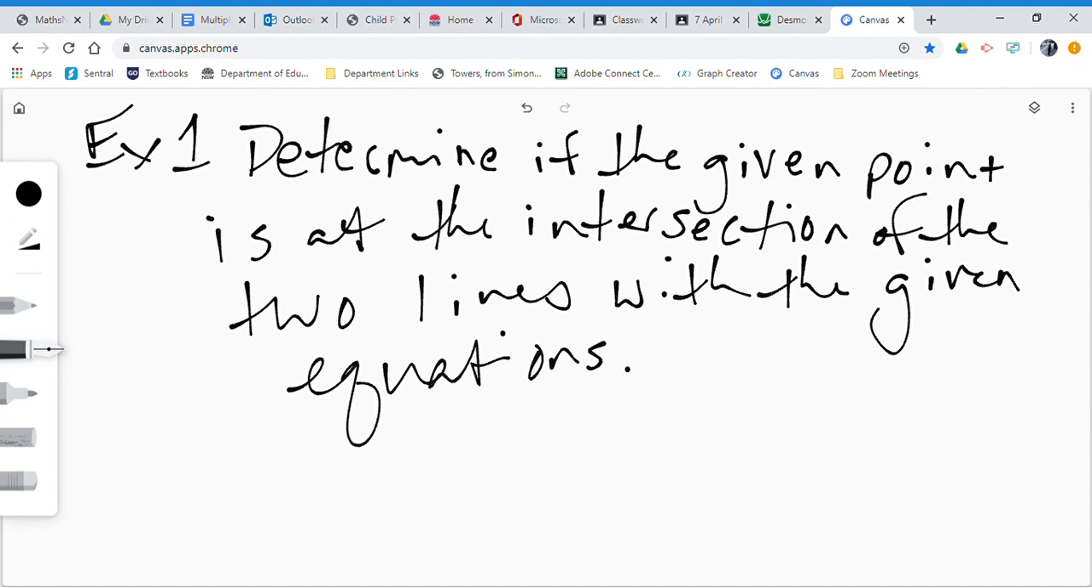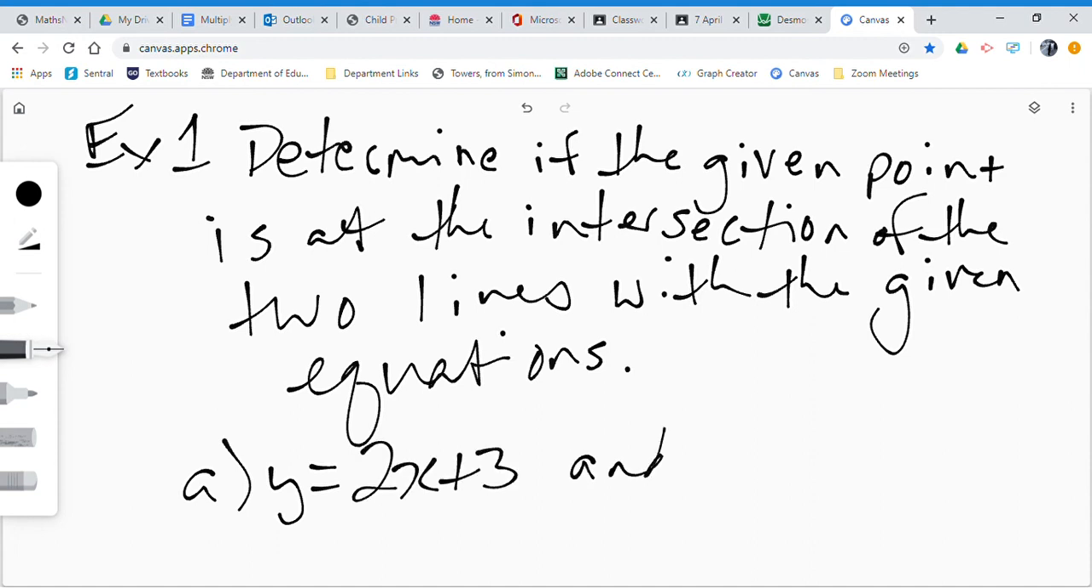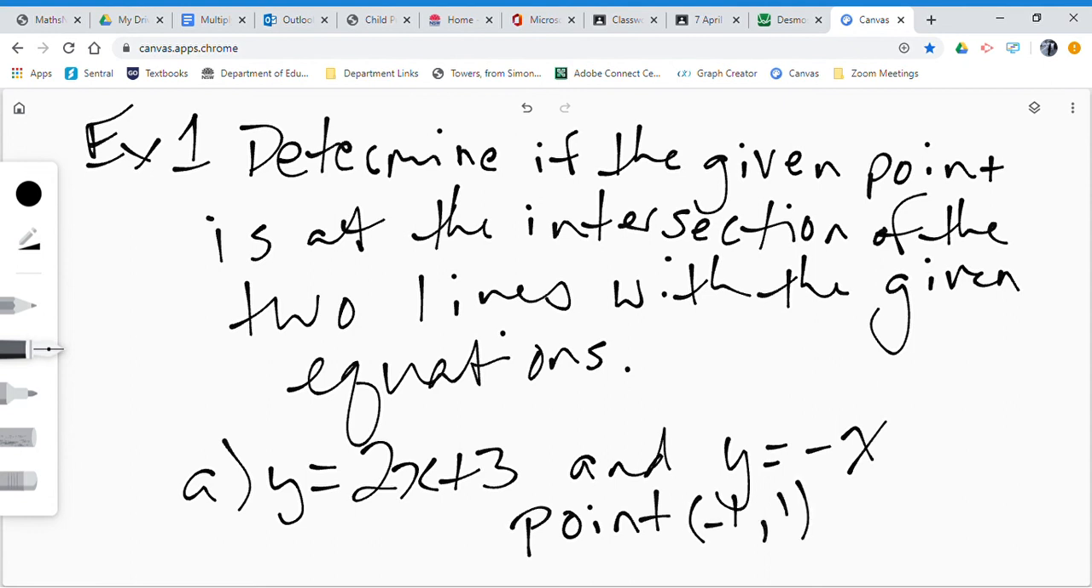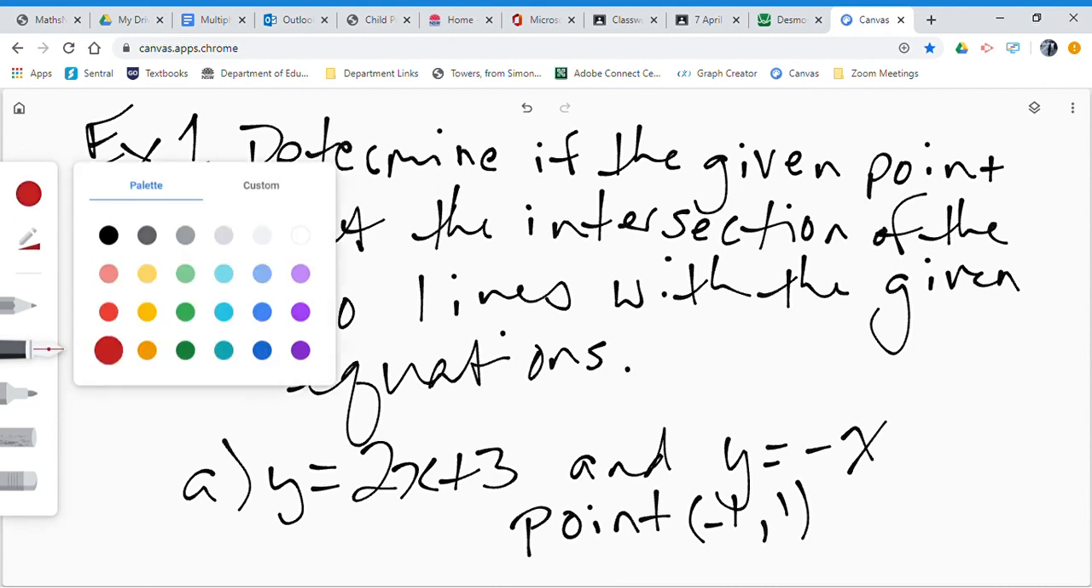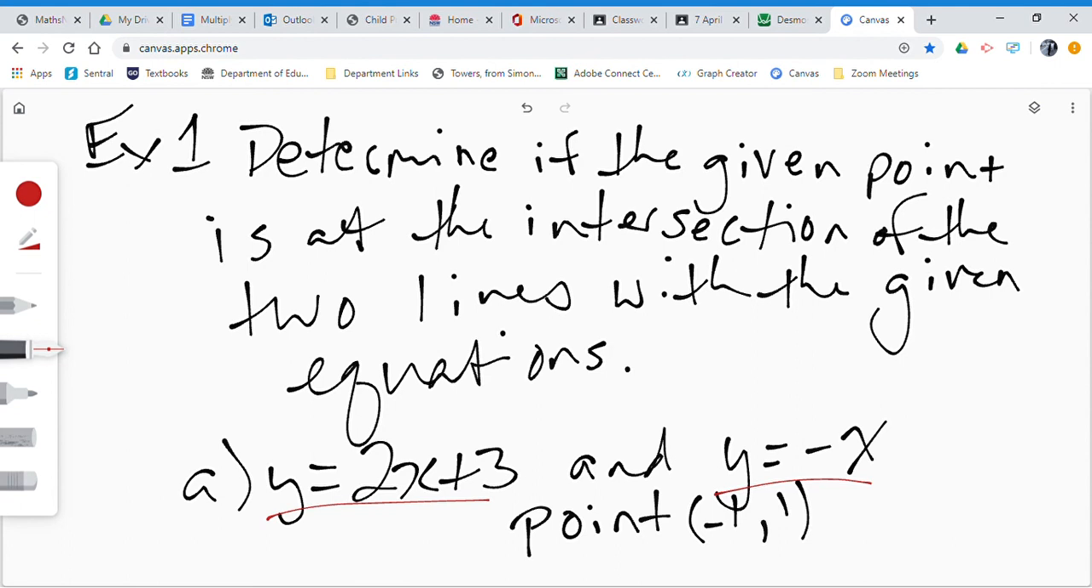So, for example, for A, I'm going to give you 2 equations. y equals 2x plus 3 and y equals negative x. And then the point of intersection that you are going to verify to see if this is where the 2 lines cross is going to be negative 1, comma 1. So we are going to use math to verify. We're not going to graph them to start. We're just going to take these two lines and see if there's a way to verify that this is actually the point of intersection. So give me 1 second. If you want to pause me right now because you're still writing, that's fine. I'm just going to flip to my next slide.